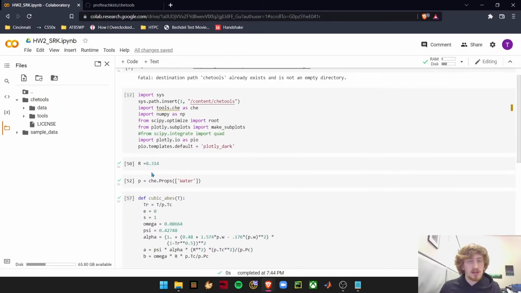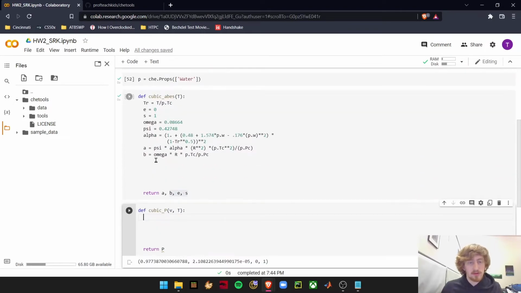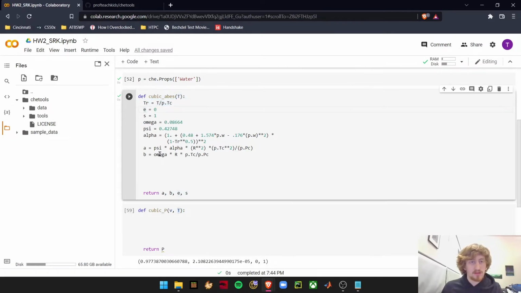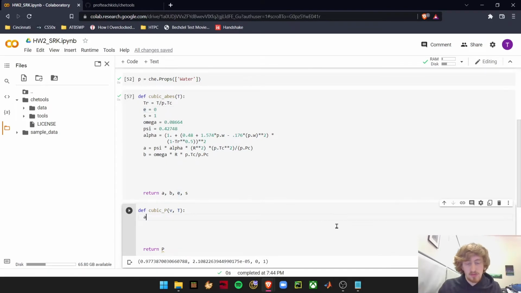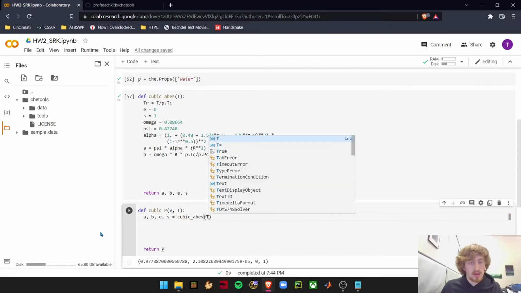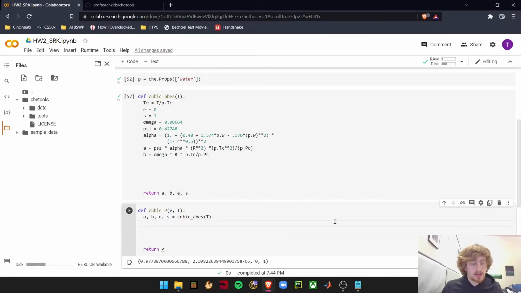So we're going to need these A, B, epsilon, and sigma values. To bring those in, we can calculate them using the temperature that we give it, using this function up here. So we'll say A, B, epsilon, sigma are equal to the result of our cubic ABES function using the temperature that we input. And then the formula for pressure is pretty simple.